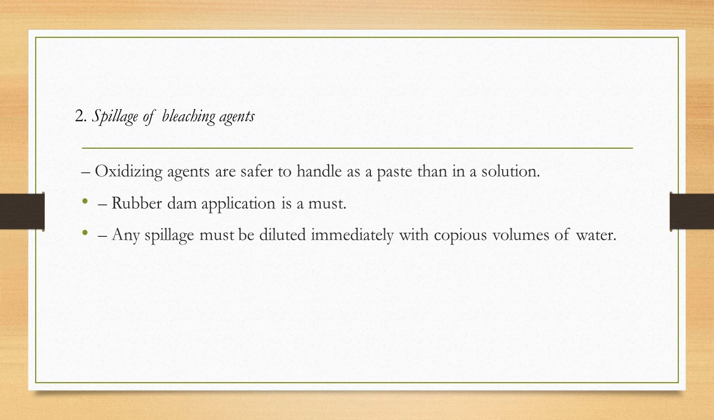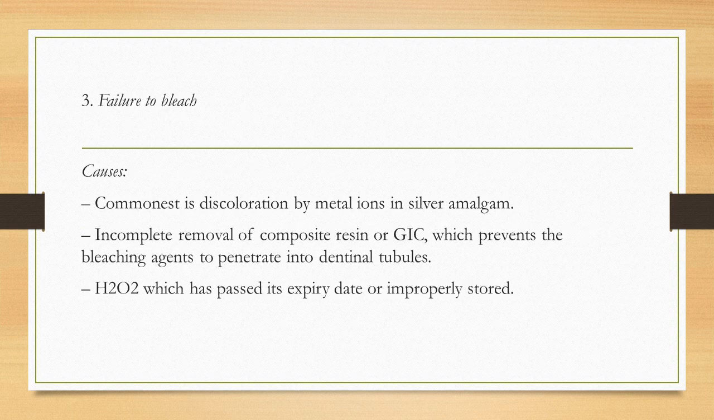It's better to use an oxidizing agent as a gel or a paste. You can control it more than a liquid. Rubber dam is a must, because any drops of the bleaching agent will cause burning. If there is burning of the lip or the gum, it's better to use a copious volume of water to treat that. Failure of bleaching can happen when the discoloration is by silver amalgam, which responds poorly to bleaching. Incomplete removal of composite resin or glass ionomer cement can also cause failure, because these materials can prevent the bleaching agent from reaching the dentinal tubules.